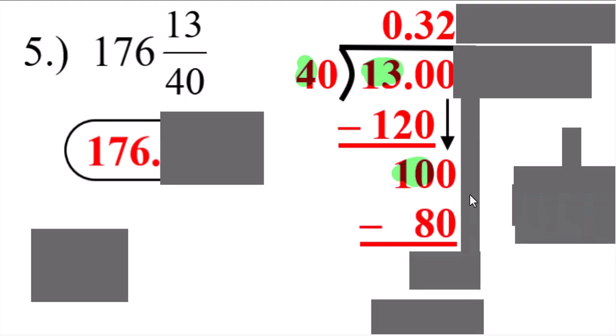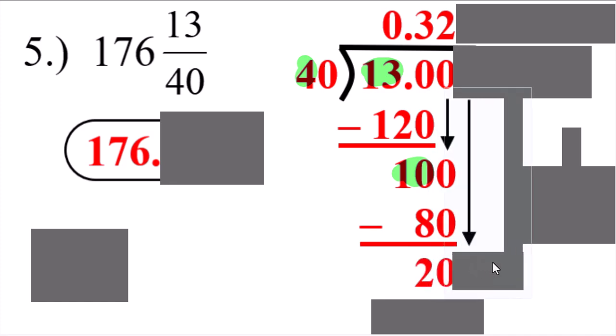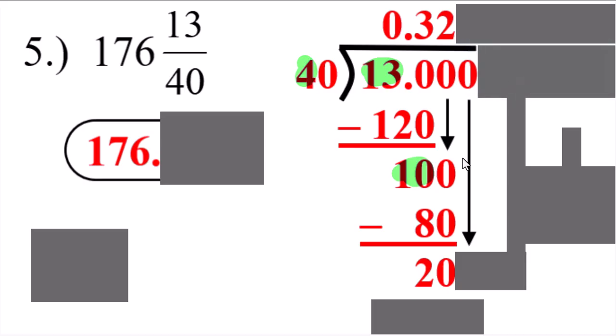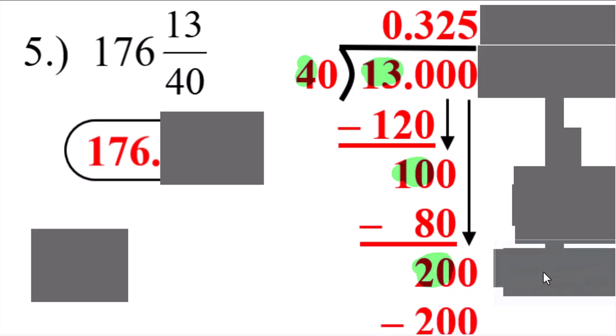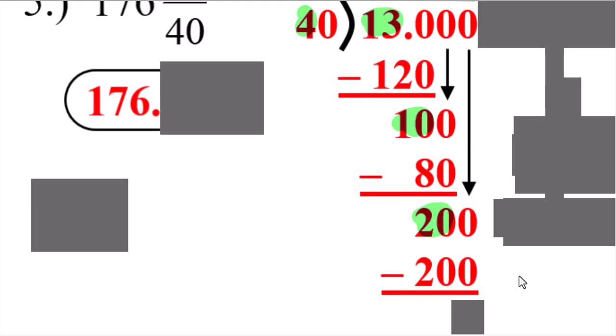Write it down. Let's subtract. That's going to give me 20. Is 20 less than 40? Yes, it is. Put another 0. Bring it down. How many 40s make 200? Well, ask yourself how many 4s would make 20. And that would be 5 of them. So put the 5 up here. 5 times 40 is 200. Oh, well, that's nice. I actually get a remainder of 0.